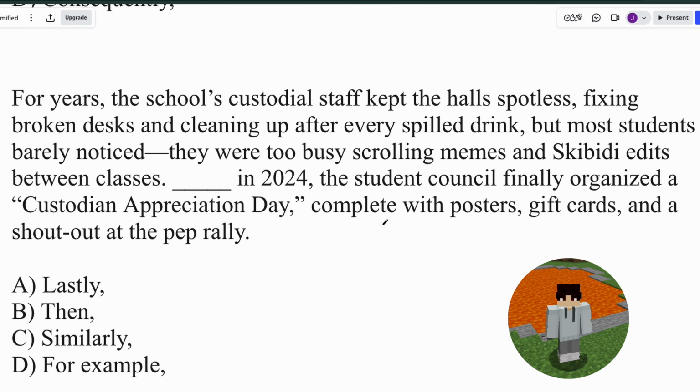Let's try this one. For years, the school's custodial staff kept the halls spotless, fixing broken desks and cleaning up after every spilled drink. But most students barely noticed. They were too busy scrolling memes and Skibbity edits between classes. Blank, in 2024, the Student Council finally organized a Custodian Appreciation Day, complete with posters, gift cards, and a shout out at the pep rally.